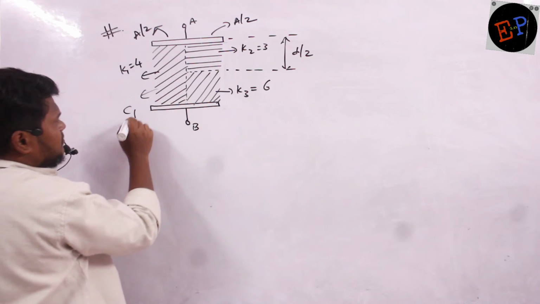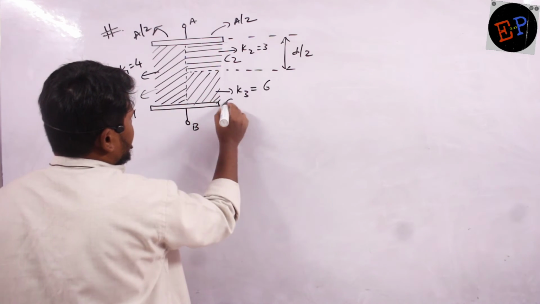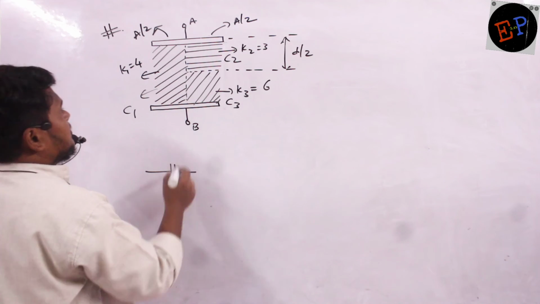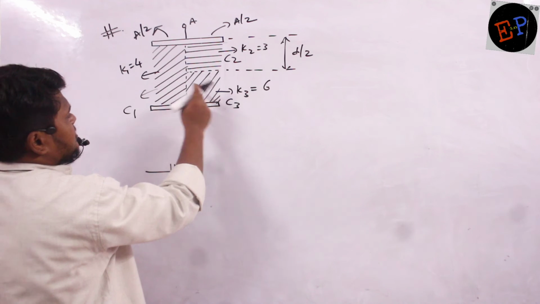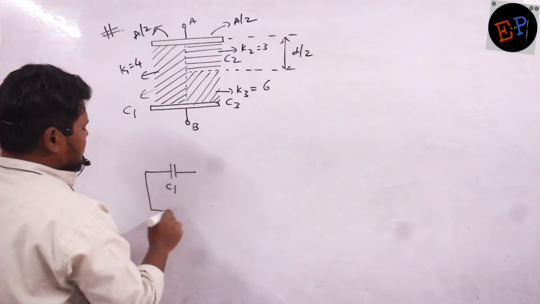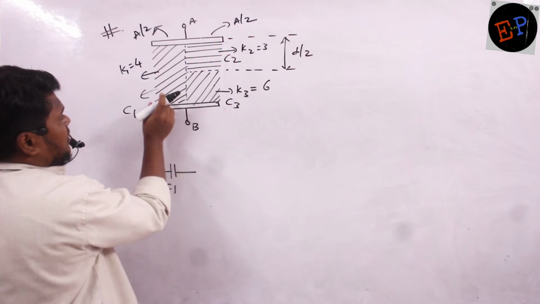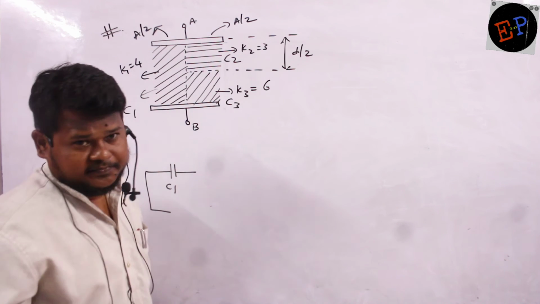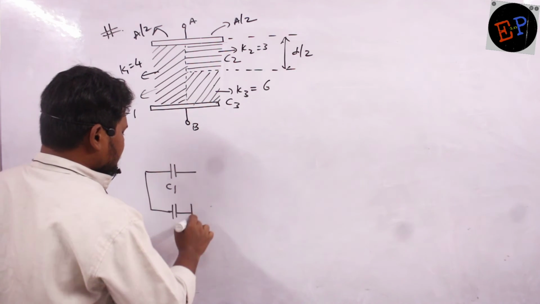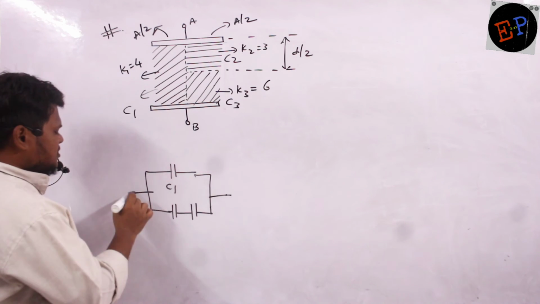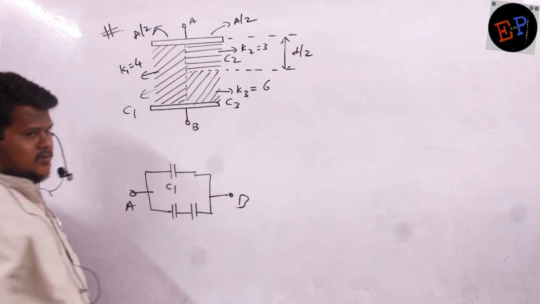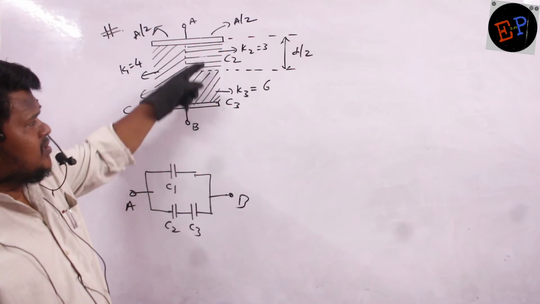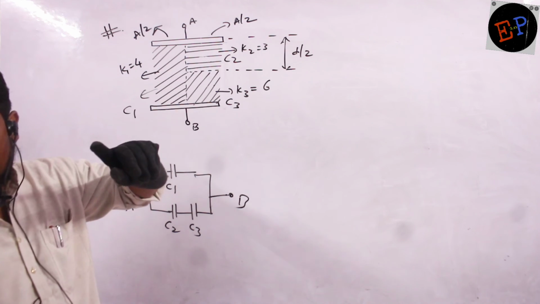I will call this one C1, this capacitor C2, and this capacitor C3. C2 and C3 are in series, and they are parallel to C1. This is the diagram which I can draw. This is terminal A and this one is terminal B. So this is C2 and this one is C3. C2 and C3 are not parallel, no? Plates are not common. It means they are in series connection.